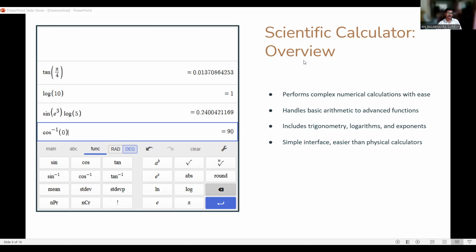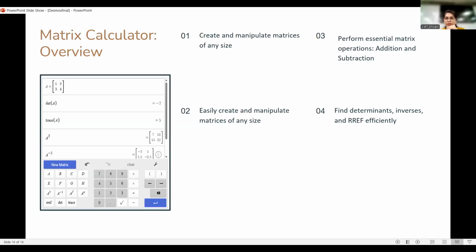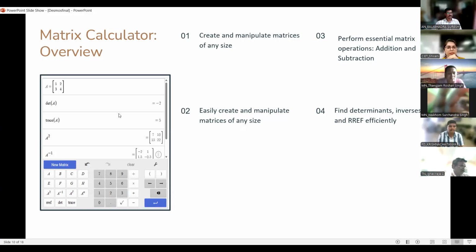Yes, ma'am. Okay. Now we move on to another slide, and the next slide is about the matrix calculator. Oh, this is very important. As you can see, in class 11th, 12th, and at the college level, we have to study matrices. So this is the matrix. Here we can create a matrix of any order. For example, I have created a 2 cross 2 order matrix.